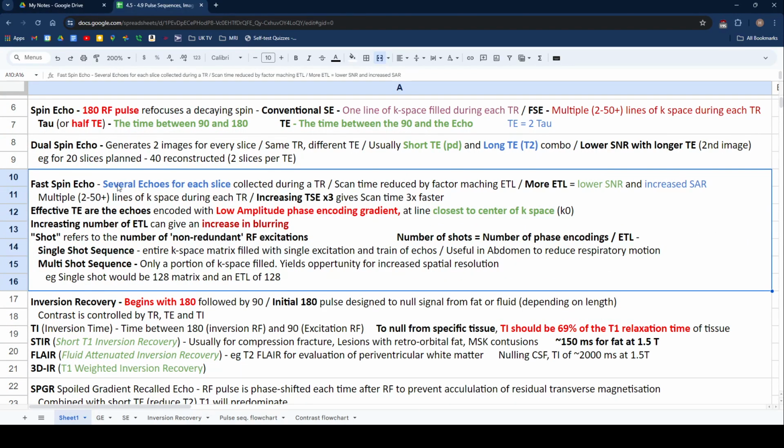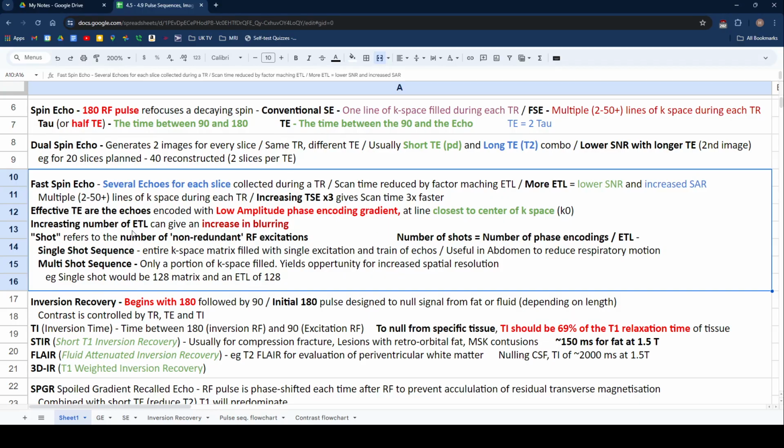Fast spin echo has several echoes for each slice, collected during a TR. Scan time is reduced by a factor matching the ETL. More echo train length gives you a lower signal to noise and an increase in specific absorption rate. Multiple lines of K-space are filled during each TR. If you increase your ETL by 3, it gives you a scan time 3 times faster. Your effective TE is the echo encoded with a low amplitude phase encoding gradient at the line closest to the center of K-space, K0.